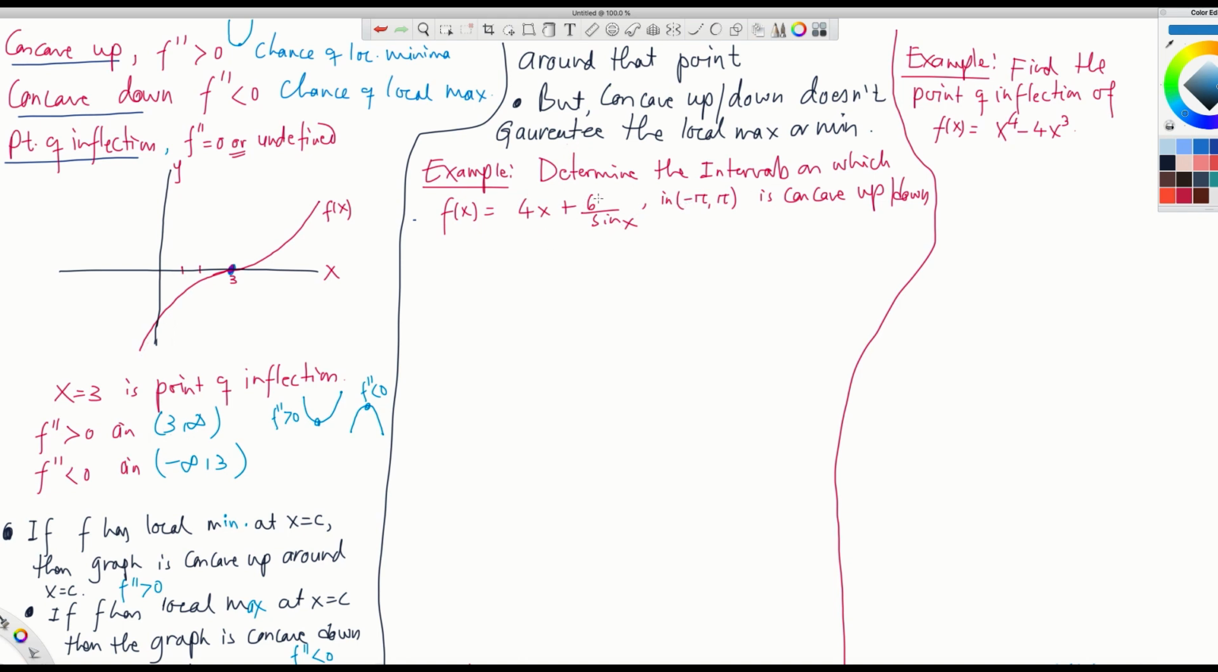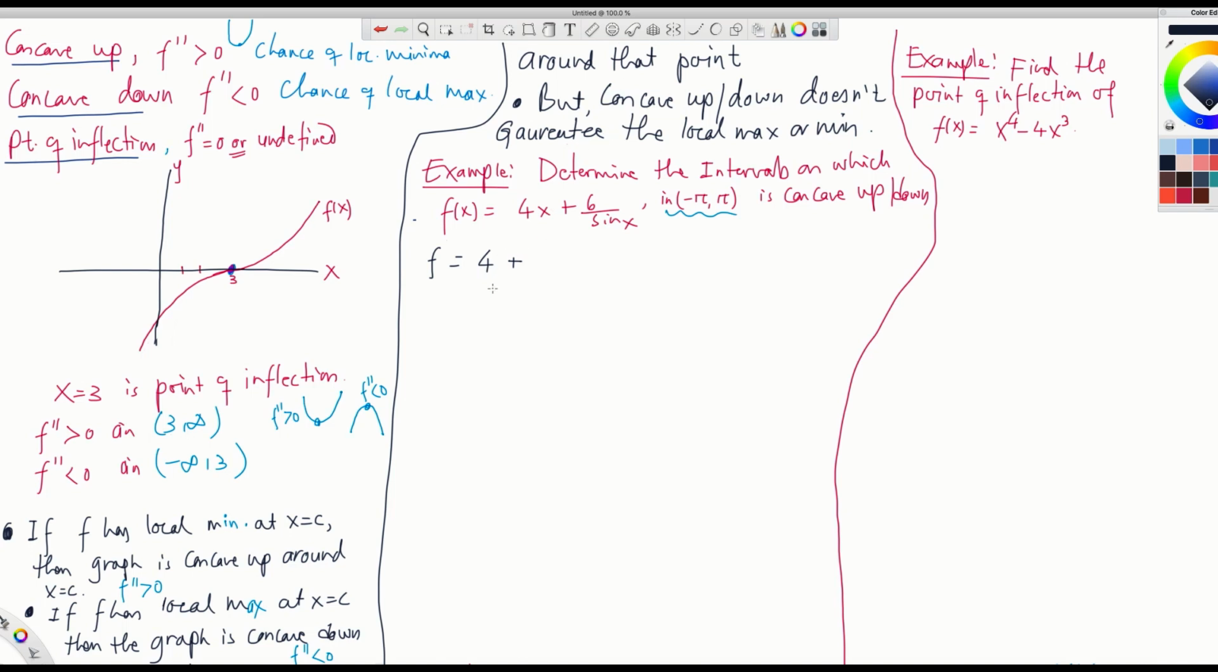Okay, let us do one more example about concave up and concave down that has a trig function. Determine the interval on which f of x equals 4x plus 6 over sine x is concave upward. You need to look at only the interval between negative pi and pi. So let us look at this.